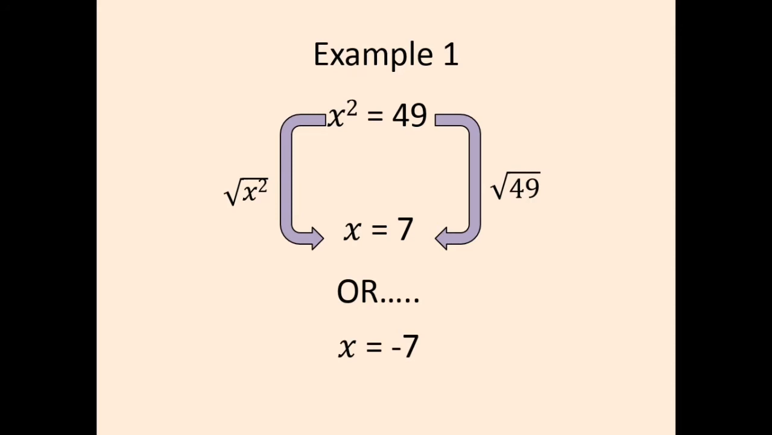Whenever we have an x squared, there are going to be not one value of x, but 2 values of x, because 7 times 7 is 49, but also minus 7 times minus 7 would also give me 49. Okay, so please make a note of that. Negative times negative is positive.